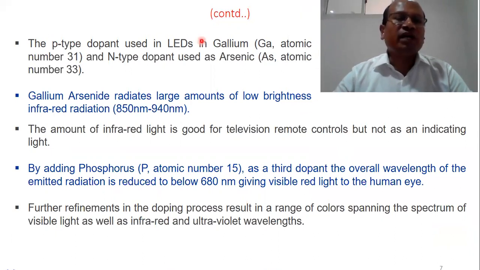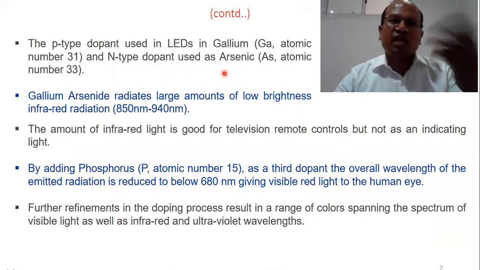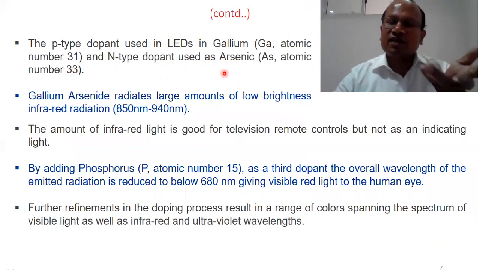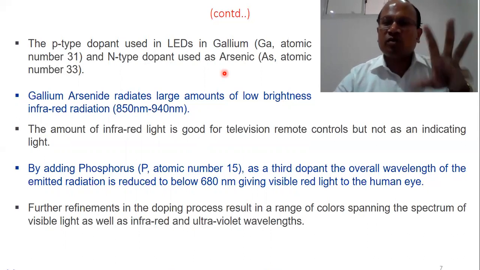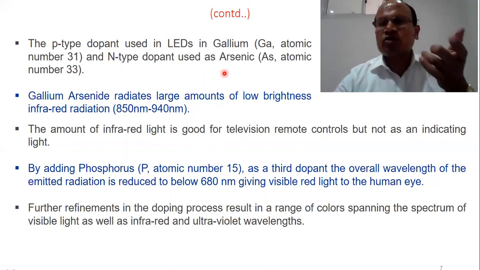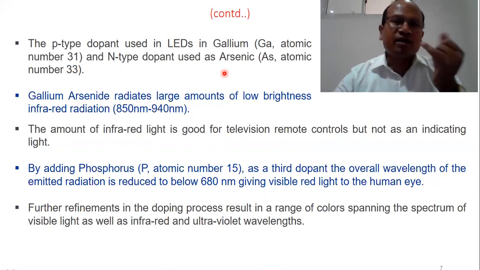Another P-type dopant used in LED is gallium. N-type dopant, arsenic, can be used. We know that there are P-type dopants and N-type dopants which are actually used. Gallium is a P-type dopant. Arsenic is an N-type dopant. Antimony, bismuth, and aluminum are also used as dopants in ordinary semiconductors.